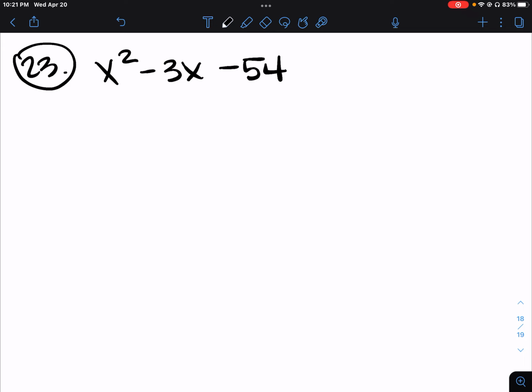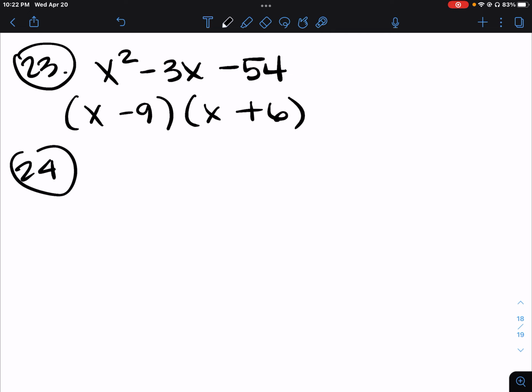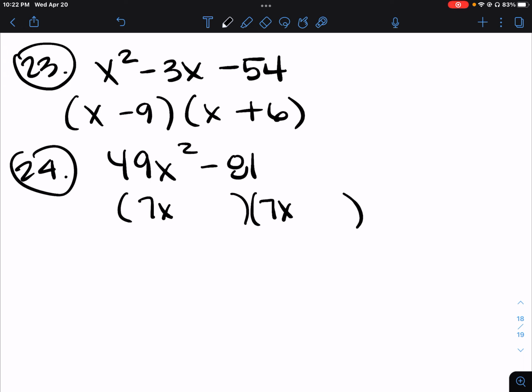Okay, same thing, multiply and add. So that would be negative 9 and positive 6. Okay, number 24 is a difference of squares. 49x squared is 7x times 7x. 81 is 9 times 9. We get it to multiply to a negative by positive times negative.